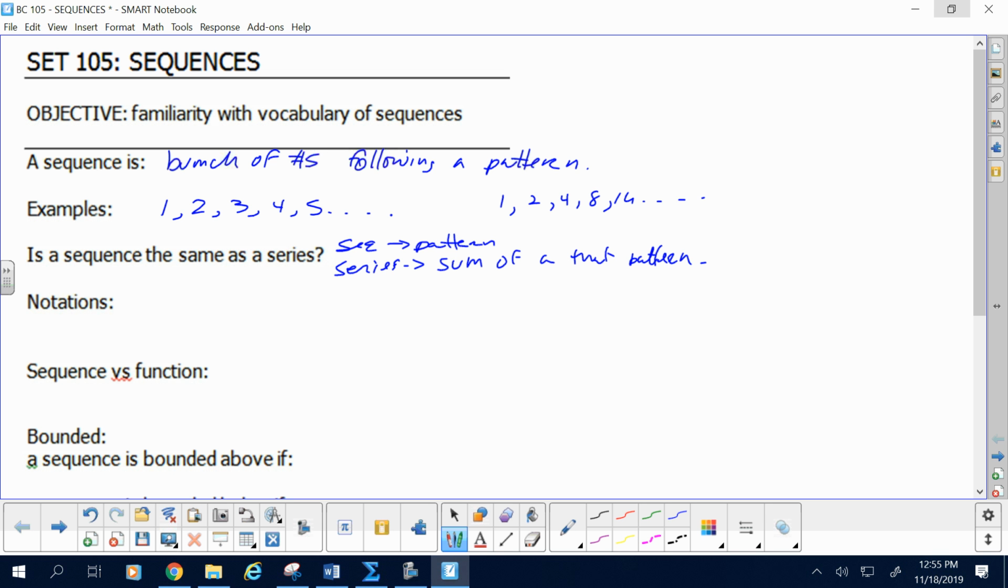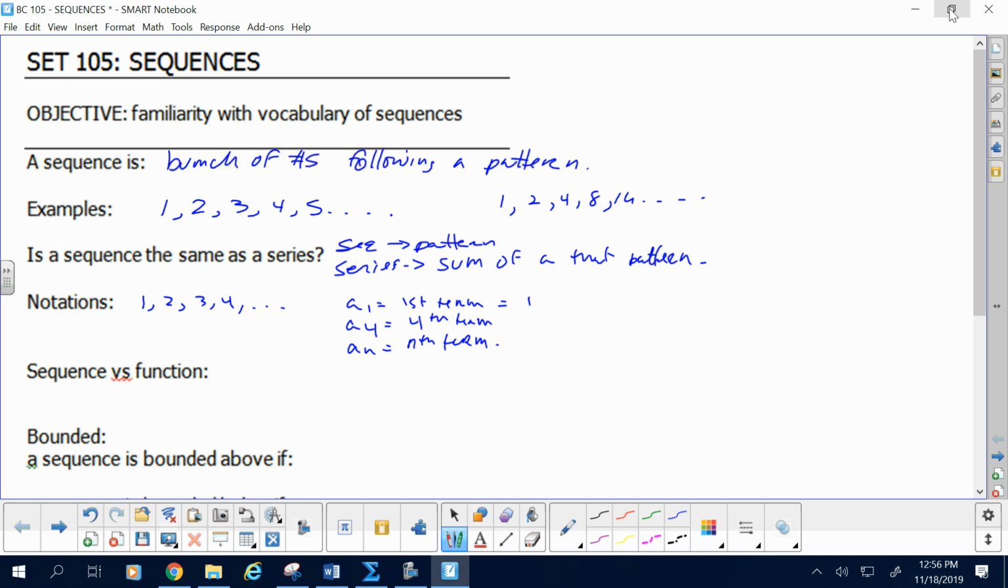So in terms of notation, if I told you 1, 2, 3, 4, etc., I could denote two things. I could say, what is a sub 1? And that means what is the first term? And that is 1. I could also say, what is a4? And that is 4. It's the fourth term. I could even say, what is a sub n, which is the nth term.